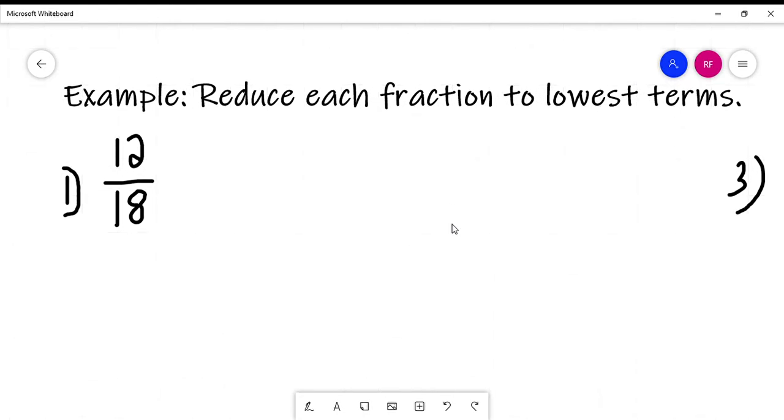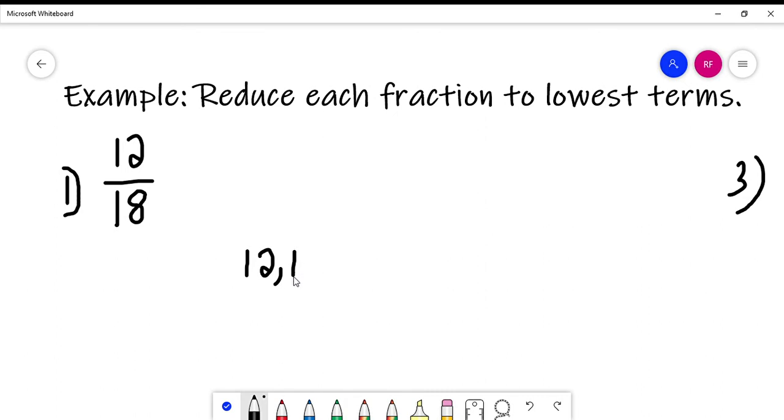Reduce each fraction to lowest terms. We can get the lowest terms of a fraction if we divide both numerator and denominator by their GCF. So we can use the continuous division method. For example number 1, we have 12 eighteenths, and as you can see, 12 and 18 are both even numbers. That means this is not in lowest terms yet. So we can use, like I said, the continuous division method to find the GCF of 12 and 18. So let us do that.